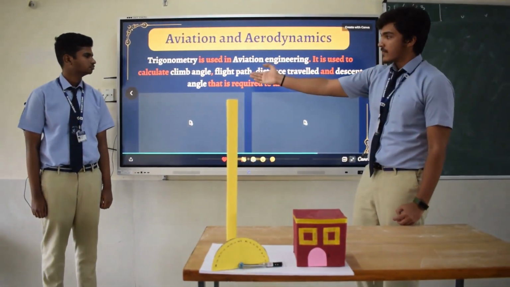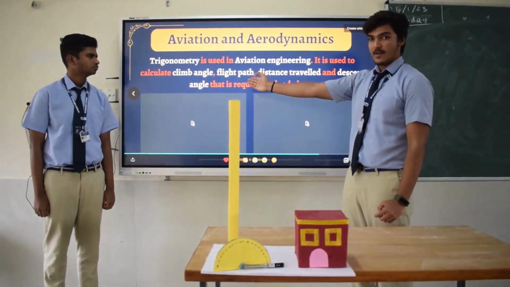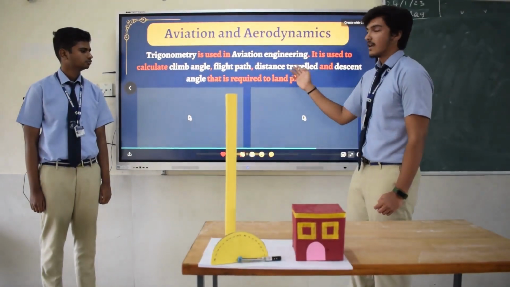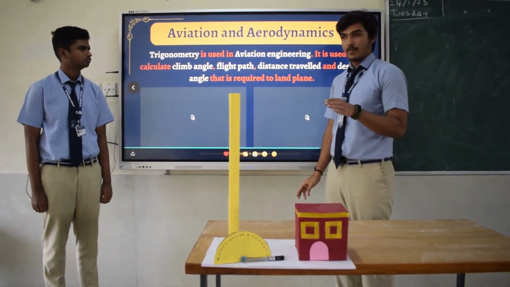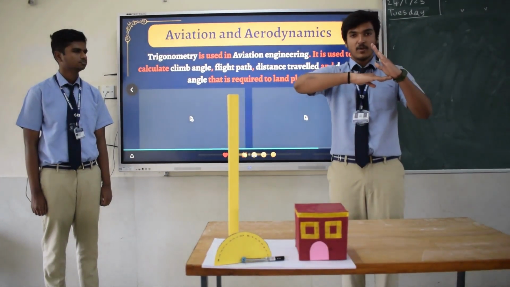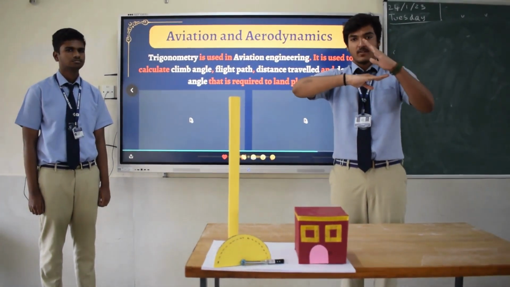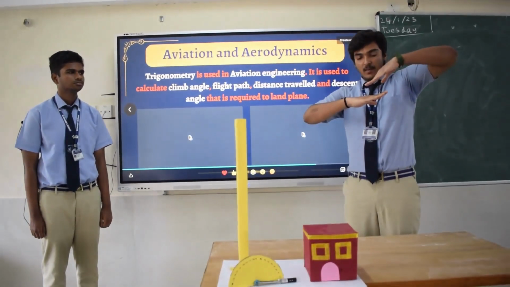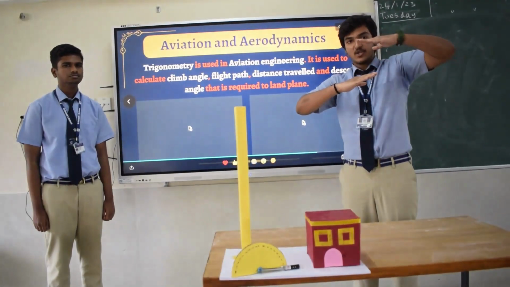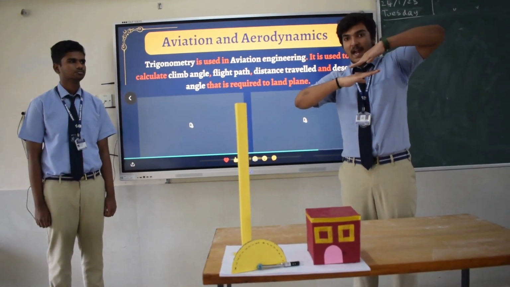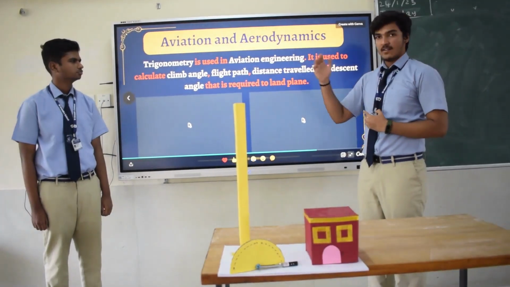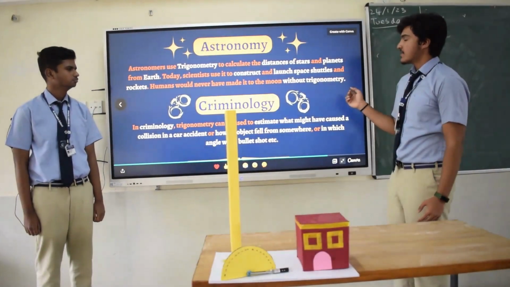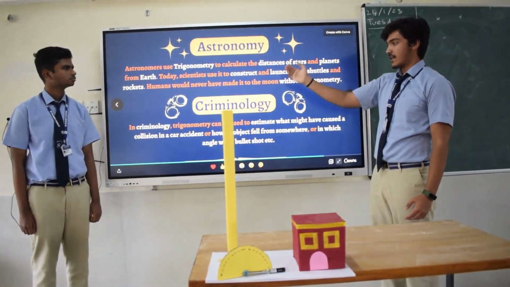It is used to calculate the climb angle, the flight path, distance traveled, and the descent angle that is required to land a plane. Climb angle is the angle with which the plane should incline with the ground for it to have a proper flight takeoff. And descent angle is the same thing the other way around, the angle with which the plane should incline to land properly. Flight path is the path of the flight, and distance traveled is the distance of the flight.